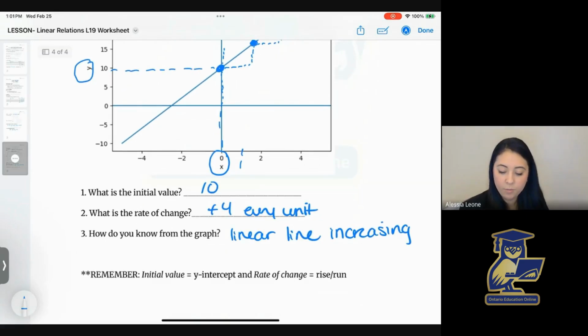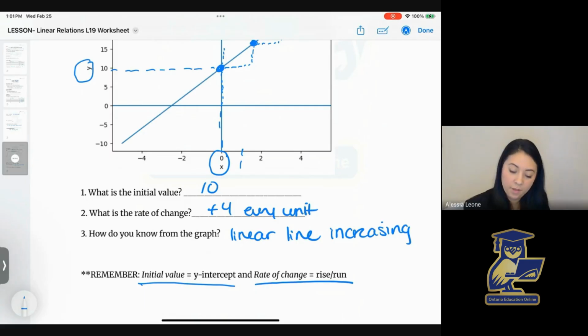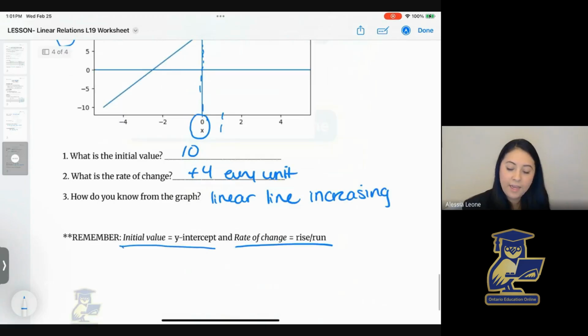A note at the bottom, remember the initial value is the y-intercept, and the rate of change is our slope. And we spoke about rise over run. How much does it rise when it goes across, run across? That brings us to the end of our worksheet. So you can go complete your student worksheet, and I will see you next lesson.